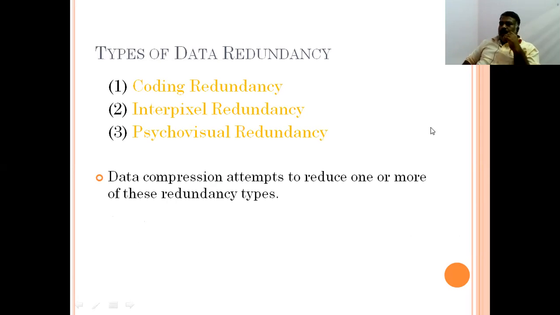There are three types of data redundancy: coding redundancy, interpixel redundancy, and psycho-visual redundancy. Coding here does not mean a program statement or any other computer language statement. Coding means the binary values, the binary data. For example, when the image is represented in a data format, consecutive storage locations having many consecutive 0s or many consecutive 1s are simply called coding redundancy. For example, let us consider a 3 cross 3 matrix.